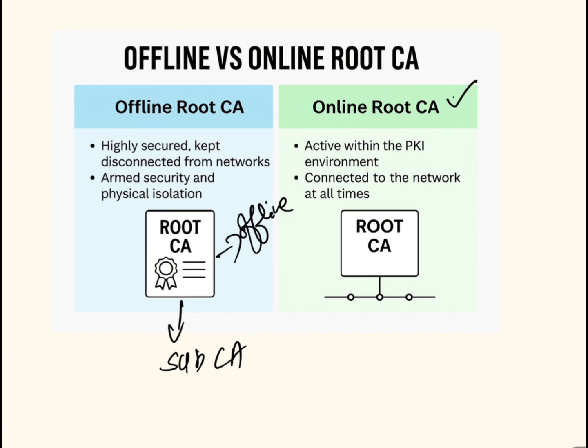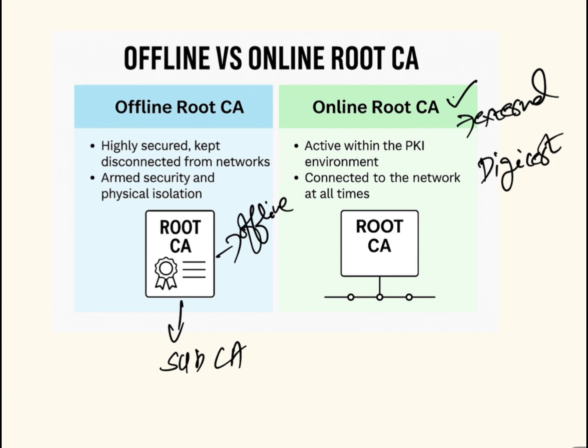So the second topic is online root CA. Online root CA is when public CAs are used for public websites, mobile apps, external APIs. When we develop websites or applications for external users, we have to buy certs from trusted public certificate authorities like DigiCert. So these are the certificate authorities from where we buy them.